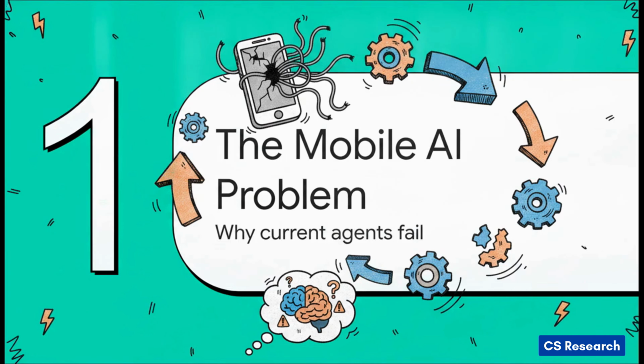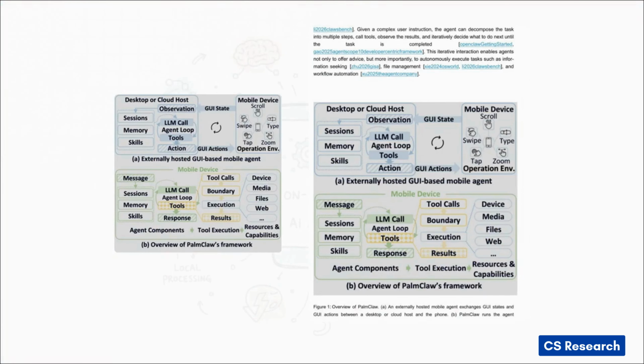All right, starting things off with Section 1, the mobile AI problem. Let's get into exactly why current mobile agents are just so slow and easily broken. Take a look at the image on the left here, the one labeled A. This shows the old externally hosted GUI method. Basically, the agent sits on some remote desktop, constantly observing the GUI state, which is essentially just taking screenshots over and over and then sending back GUI actions like swipe or tap to remote control your phone.